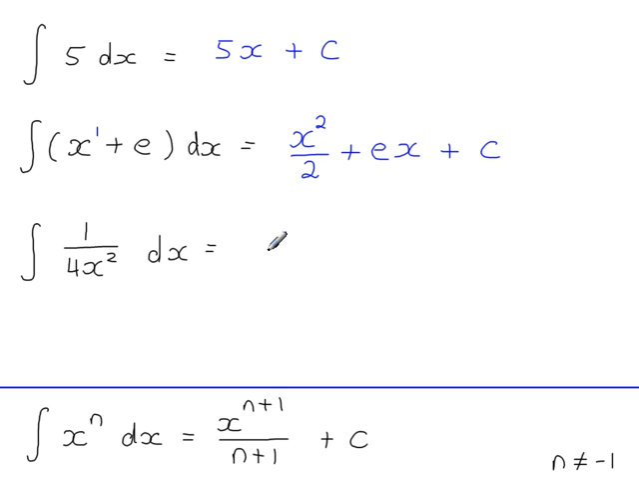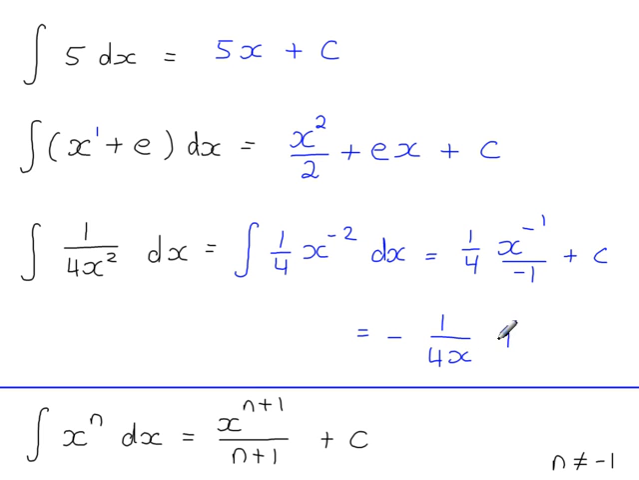Integrating 1 over 4x squared is the same as integrating a quarter, and you can see the quarter here, and then the 1 over x squared is x to the power of minus 2. So that gives the quarter there times x to the power of, and we're going to increase the power by 1 there, and then we divide by the new power, plus c, and we can rewrite this as minus 1 over 4x plus c.